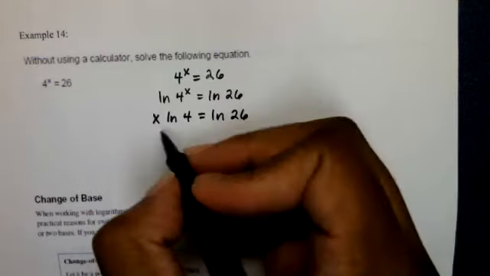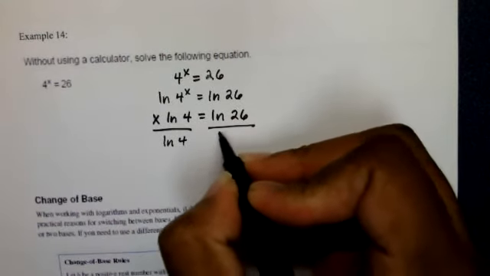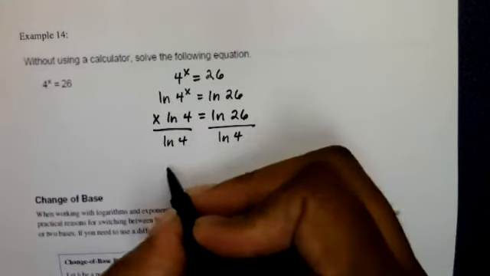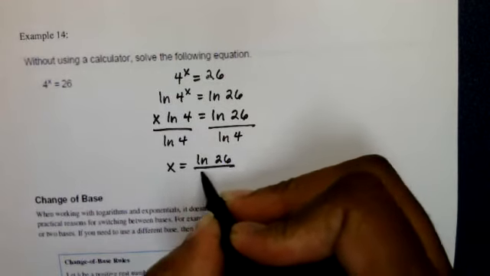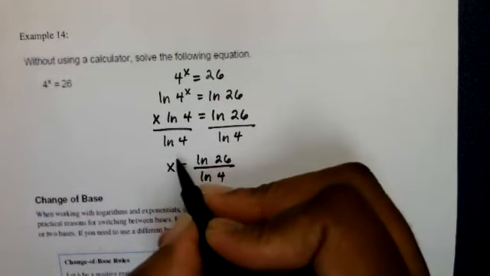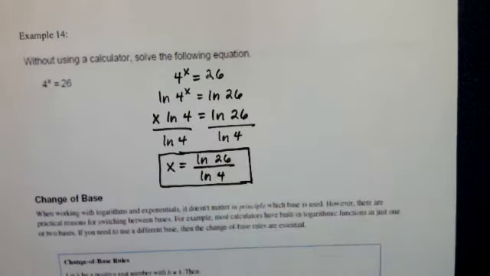And then to solve for x, it's being multiplied by ln of 4. So we divide both sides by ln of 4. And this will be x is equal to ln of 26 divided by ln of 4. And I will go no further than this. So in other words, they were looking for the exact value. So x is equal to ln of 26 divided by ln of 4.